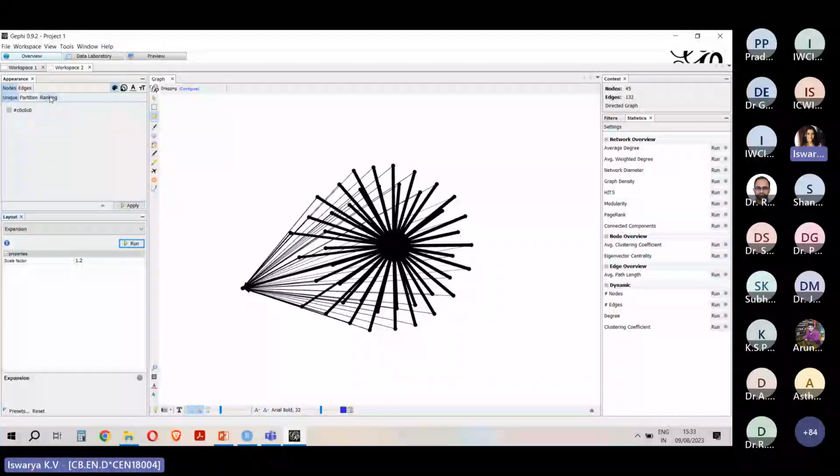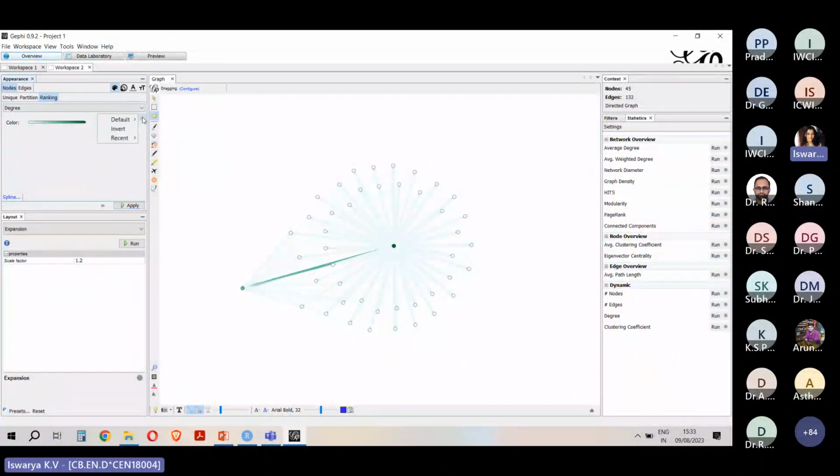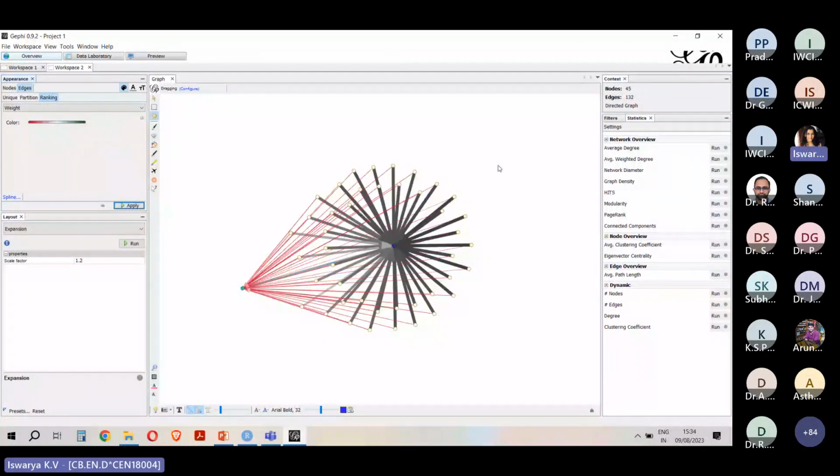One thing that you can do is go to this panel on the left where you can choose ranking with the degree as the option. If you click apply, the color of the graph based on the degree will be highlighted. Similarly, you can also change the color of the edges based on the weight of the edges. This way you can get a clear-cut distinction between the nodes and the edges and the weight that they carry.